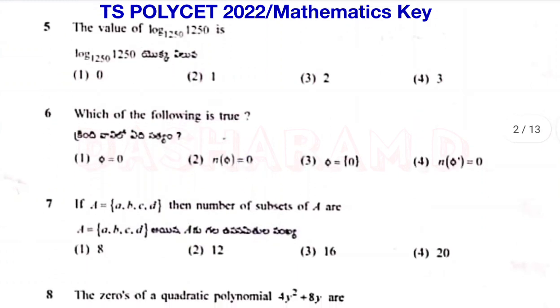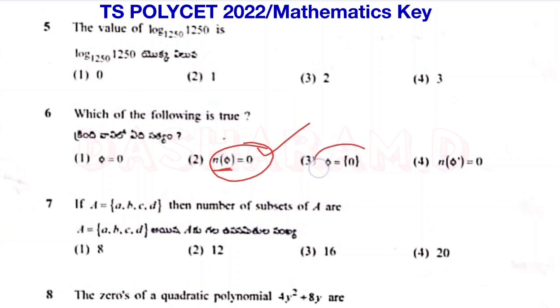Next, question number 6: which of the following is true? Here phi equals 0, it is false. Why? Because phi is an empty set, 0 is just a number. A set and a number can never be equal. Next, n of phi equals 0. Yes, n of phi is nothing but the number of elements in the set phi. Phi means the empty set, so there are no elements in the empty set. That is why n of phi equals 0. Option 2 is correct. Anyhow, let's verify the third and fourth ones also.